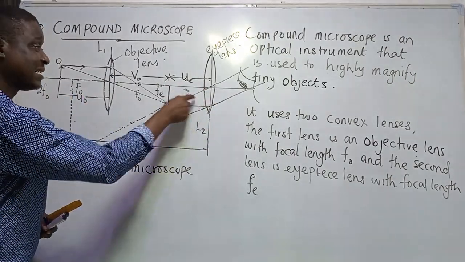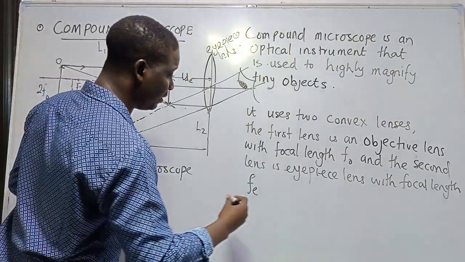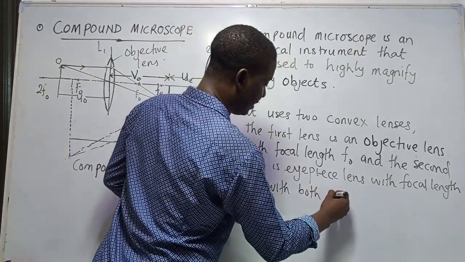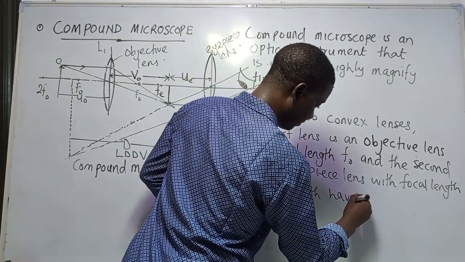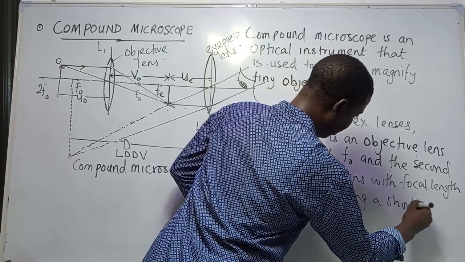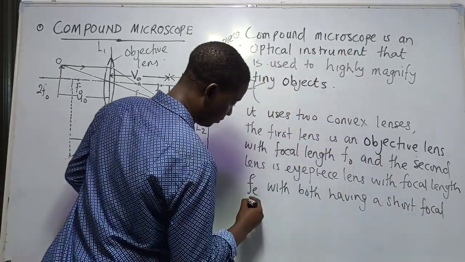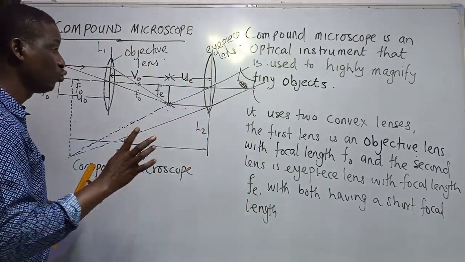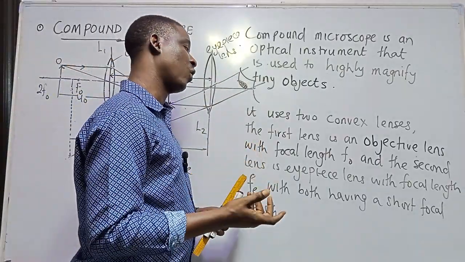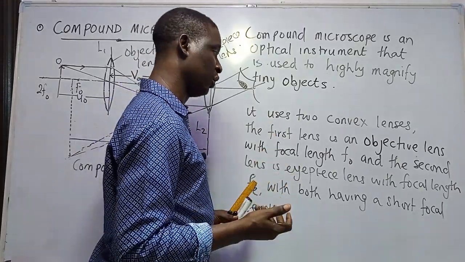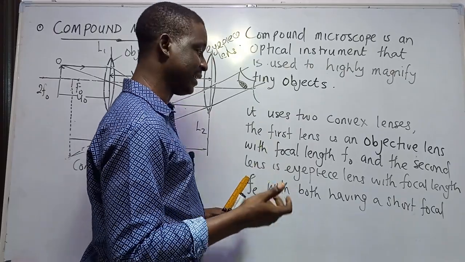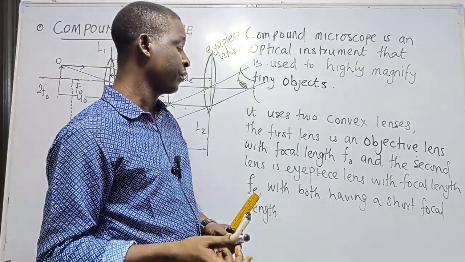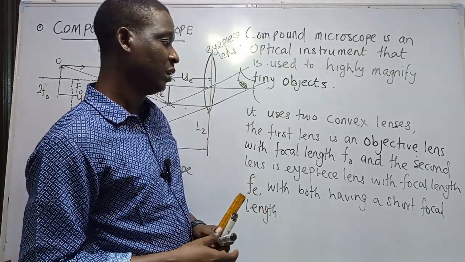Now, don't forget the two lenses have a short focal length. Let's take note of that. So that means this is two convex lenses or two converging lenses. The first lens is the objective lens, with focal length f naught, and the second lens is the eyepiece lens with focal length fe, with both having a short focal length.